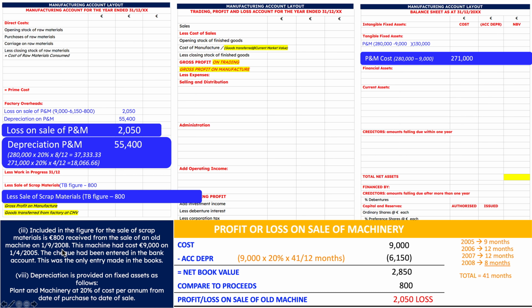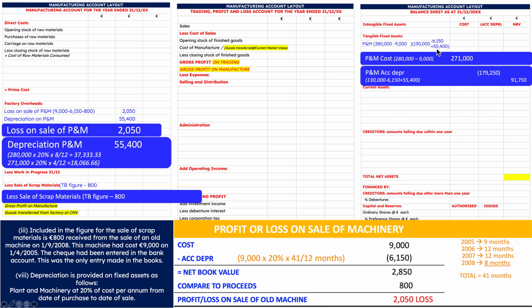So we know that we had the 280,000 for the first 8 months of the year. So for the first 8 months of 2008, they had 280,000. And then for the last 4 months of 2008, they had 271,000 after they got rid of the 9,000 there. So you'll see we get decimals here, but when we add them together, then our figure will be rounded. So it brings it up to €55,400 there.